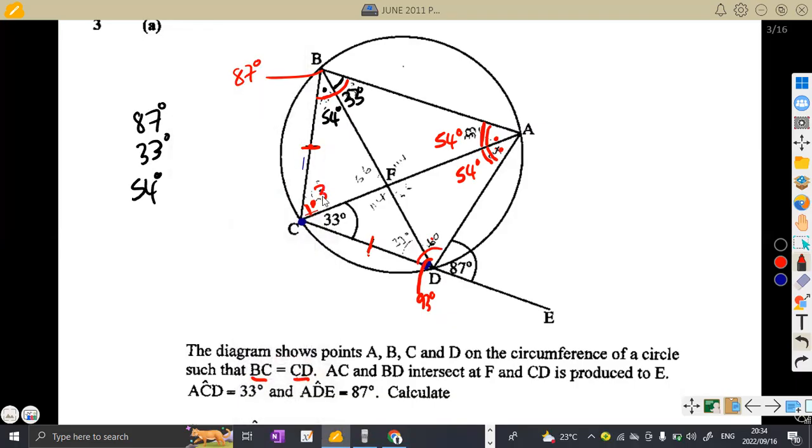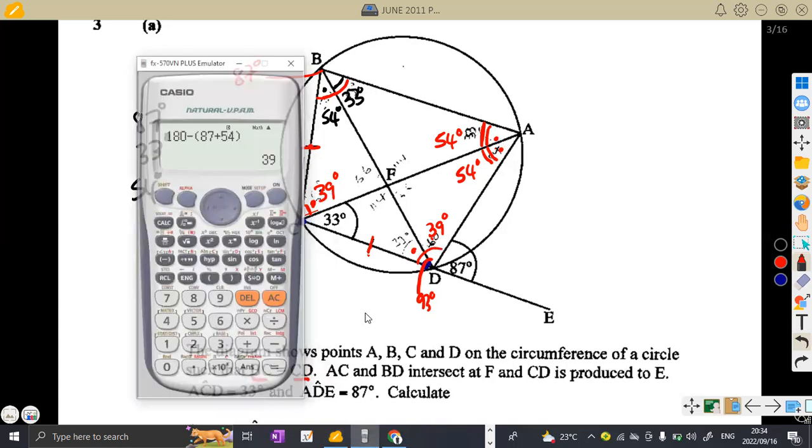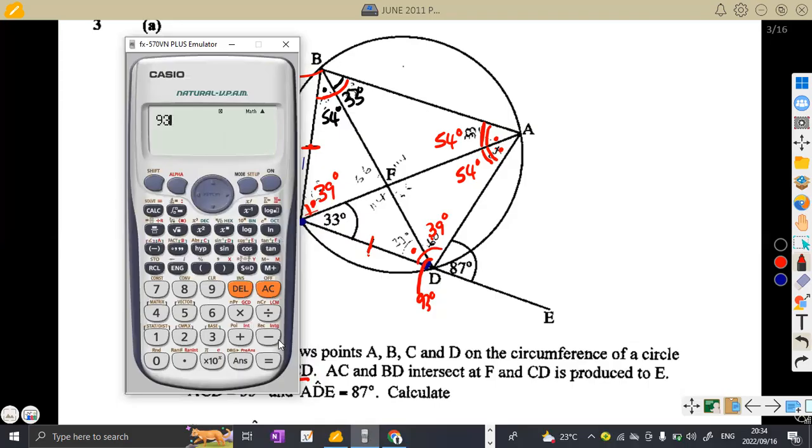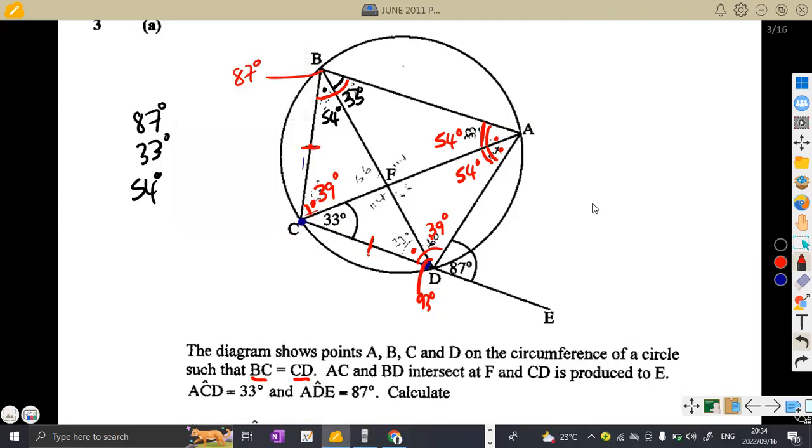So this angle here is 39 degrees, which is the same as this angle here because they are subtended by the same chord AB. AB subtends angle C, which means this angle at D is also 39. But remember, before we said the whole of this angle is 93. So 93 minus 39 gives us the remaining angle, which is 54. So this is 54 degrees here.